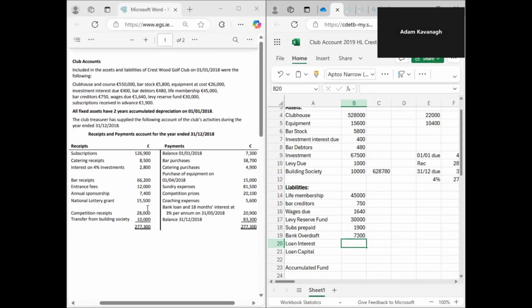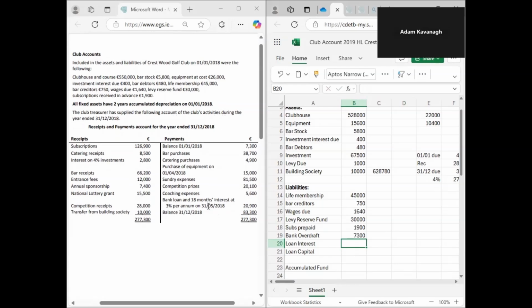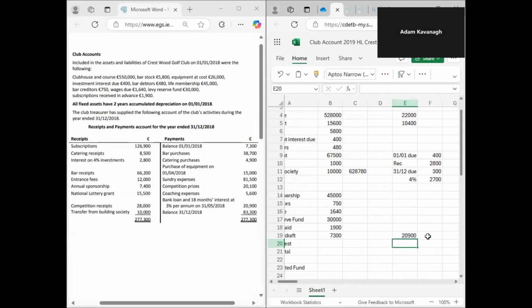So the loan interest. If you look here, it says we have a bank loan and 18 months interest at 3% per annum on the 31st of May, 20,900. So I'm going to put down as much information as we have there. First thing we have is 20,900, which is 18 months plus 3% per annum. If it's 3% per annum, that means it's 3% for 12 months, and we had the loan for 18 months.